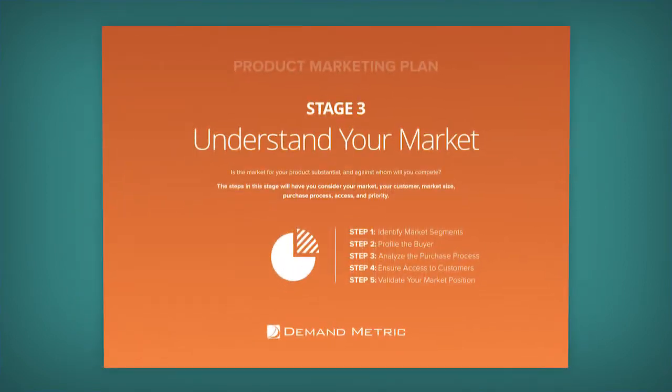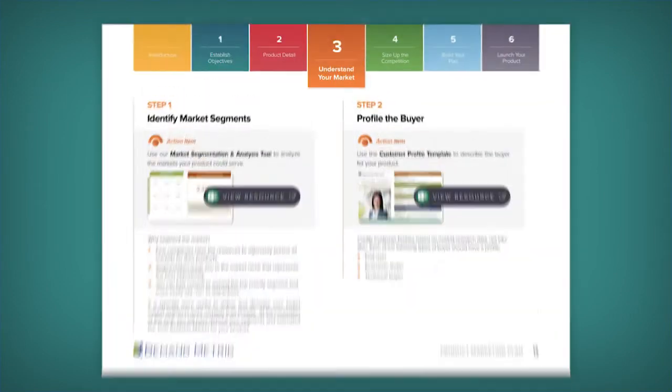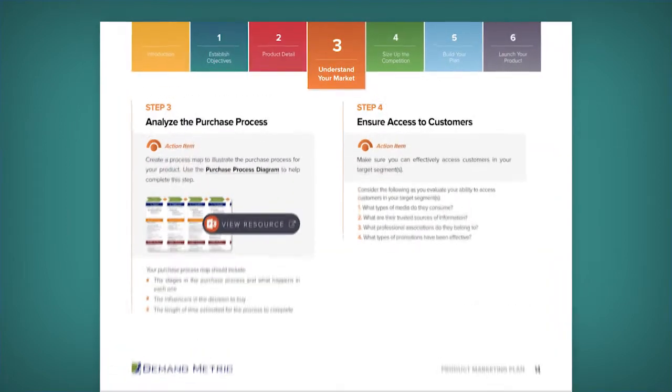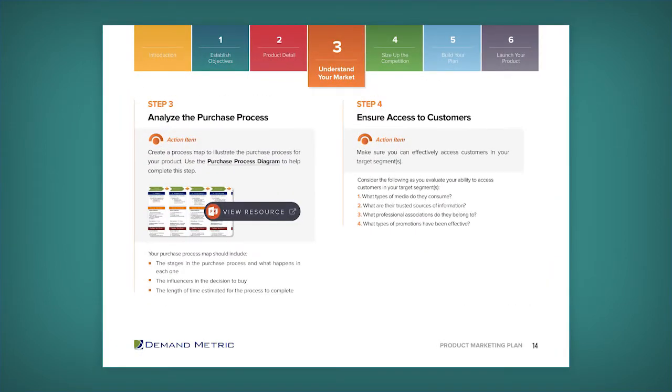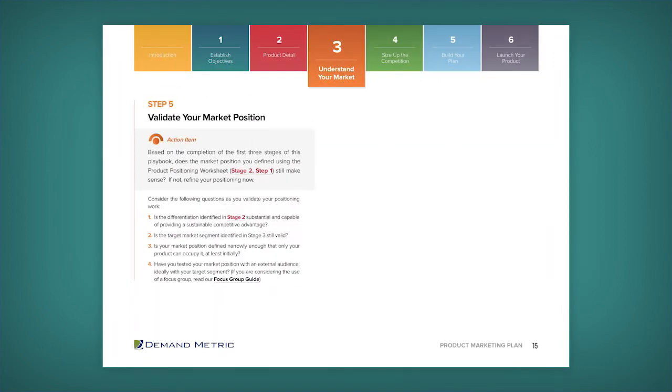In stage number 3, we move on to understanding your market. And here, the first step is to identify market segments, followed by profiling the buyer. Next, we move into analyzing the purchase process, ensuring access to customers, and ultimately validating your market position.